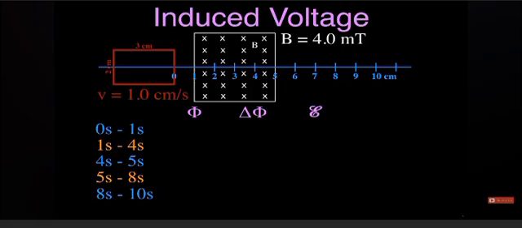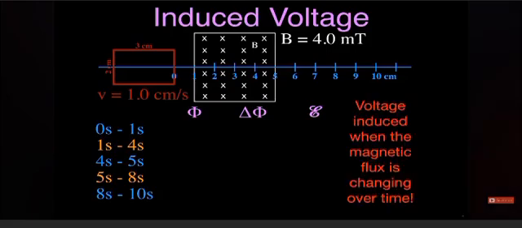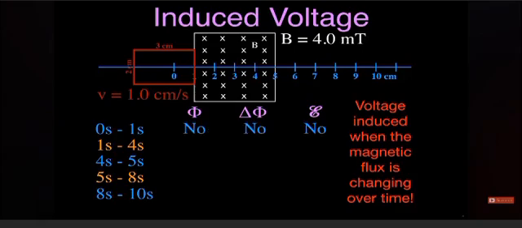So let's look at what happens here between 0 and 1 second. Keep in mind that the induced voltage is only realized when there's a change in flux, not when there's a flux, but when there's a change in flux over time. So that would be 0 to 1 second. There's no change in flux. There are no magnetic lines cutting through the coil. So we need to think of what's going to happen here to our magnetic flux. There's not going to be any magnetic flux, there's not going to be any change in magnetic flux, and hence no induced voltage.